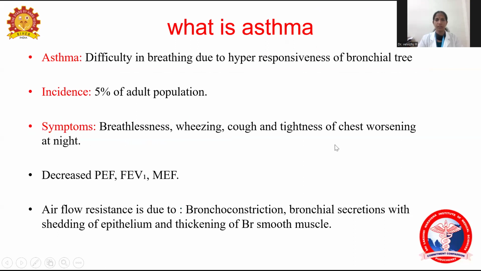So, what is asthma? Asthma is mainly due to hyperresponsiveness of the bronchial tree. Because of this hyperresponsiveness, the patient will have a lot of symptoms. Among those, the main symptoms are difficulty in breathing, mostly associated with wheeze, and then cough and chest tightness. Even though the incidence is 5% in the adult population, it also affects children and all age groups.